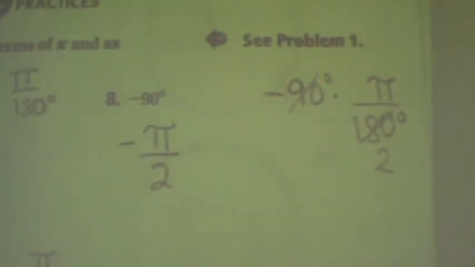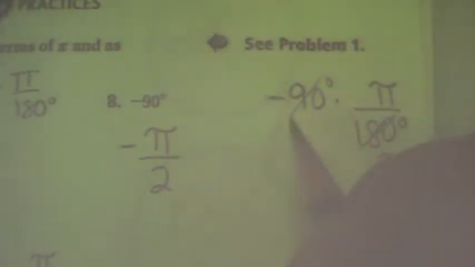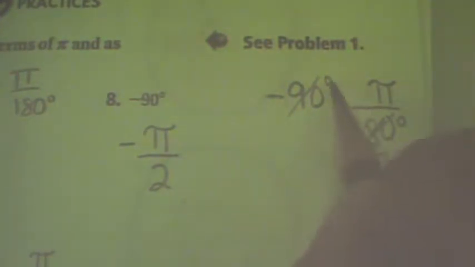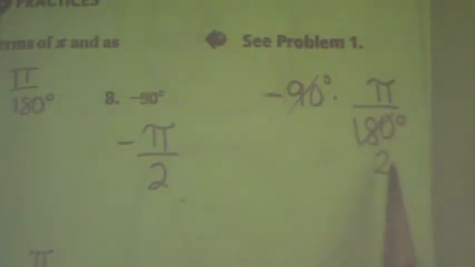Number 8, you're going to multiply negative 90 degrees by pi over 180. You should get negative pi over 2. Somebody last hour had asked me, it's not negative 190. It's just negative 90. So in other words, what I did was I canceled the degrees, crossed out the zeros, and 9 goes into 18 2 times. So the answer is negative pi over 2.